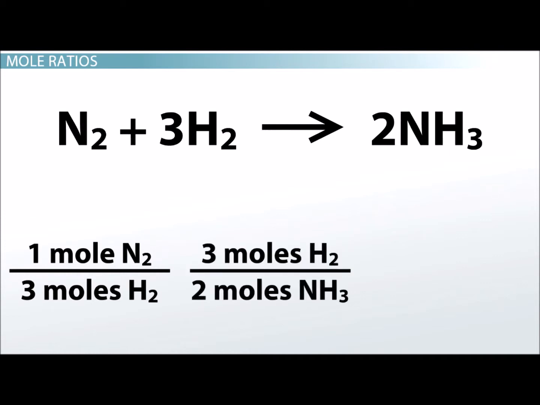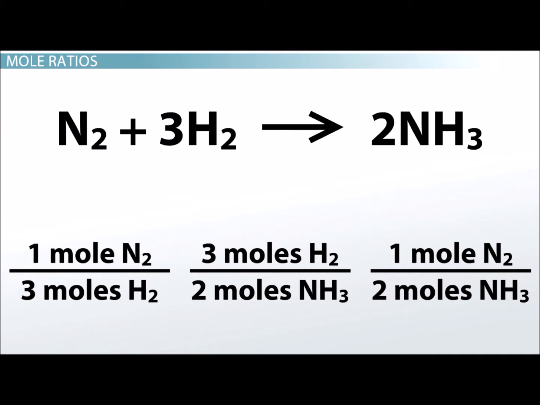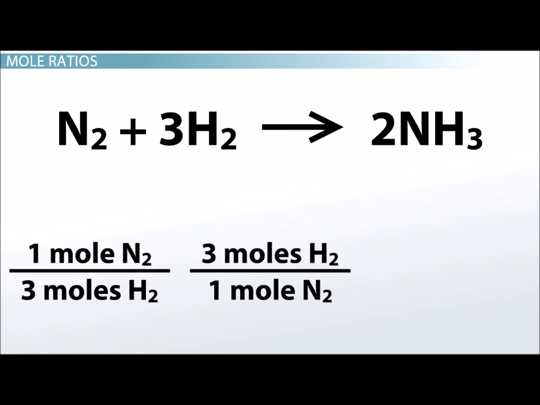Here are 3 mole ratios. 1 mole N2 to 3 moles H2, 3 moles H2 to 2 moles NH3, 1 mole N2 to 2 moles NH3. If you expressed any of these ratios upside down from what was shown, like 3 moles H2 to 1 mole N2, you are still right.